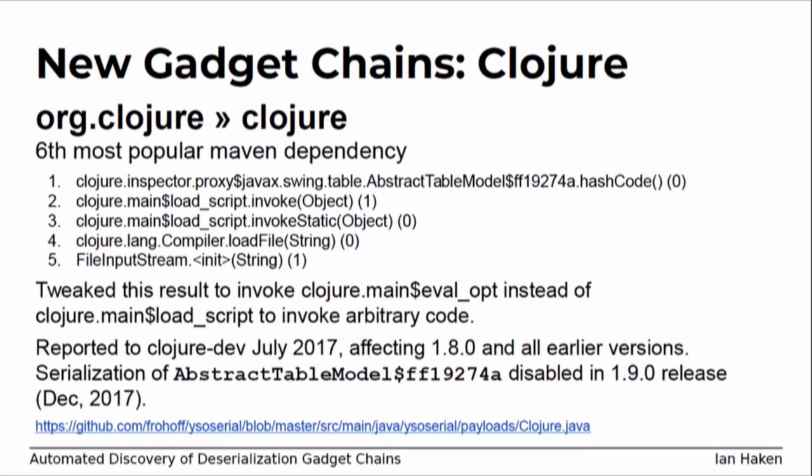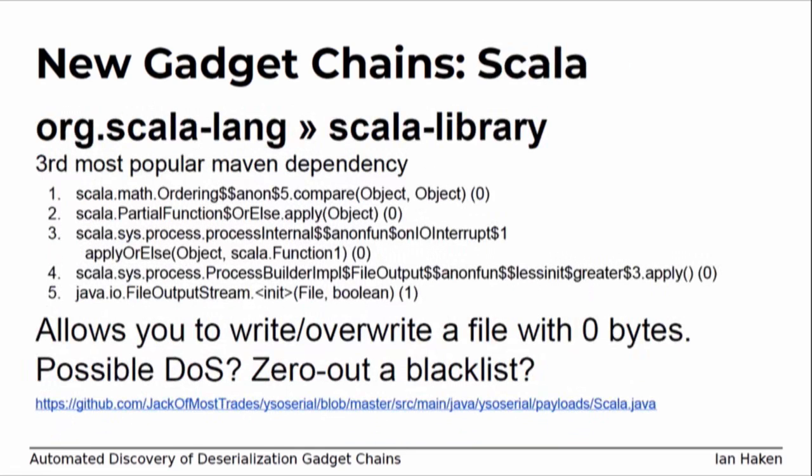I did report this to the Clojure dev mailing list when I discovered it, and they decided, who's even serializing this class anyway? We're just going to turn off serialization for that class, and that's great. All releases since 1.9.0 have disabled serialization on that abstract table model class, so that hashCode entry point doesn't exist anymore. Yay. We're making the world safer, one gadget chain at a time.